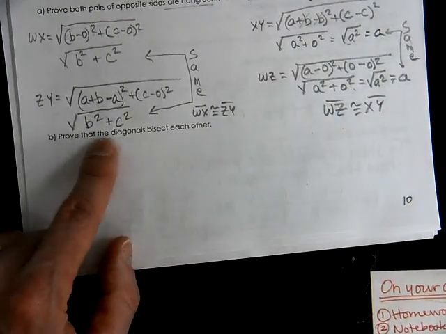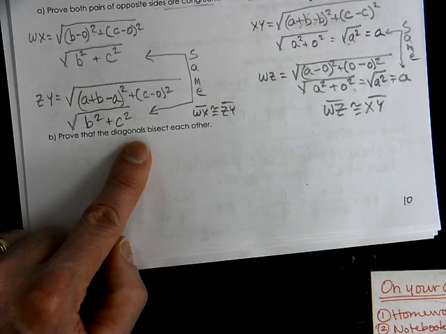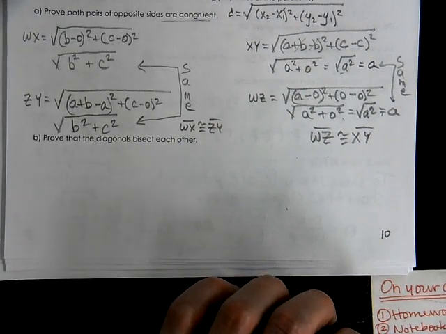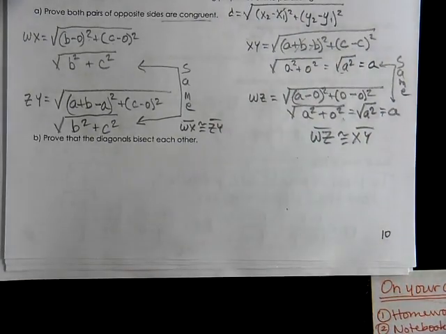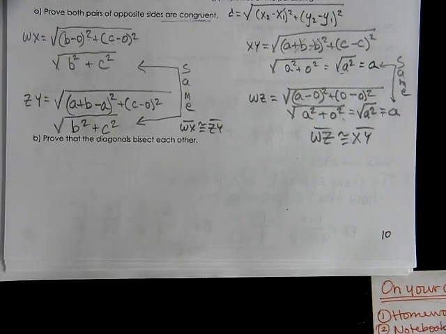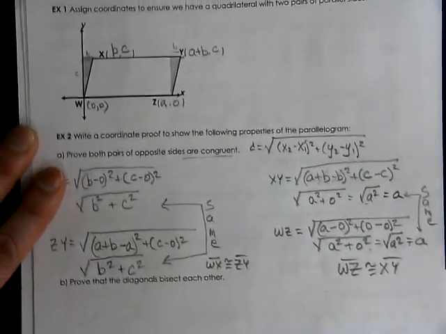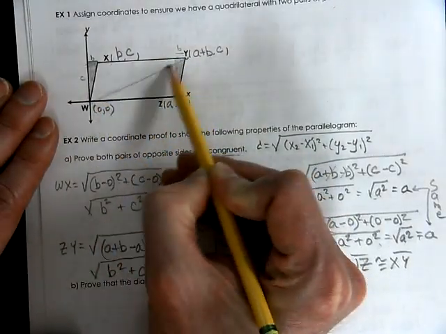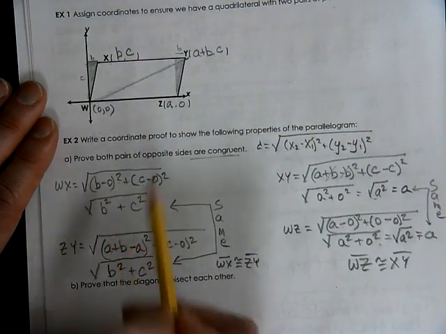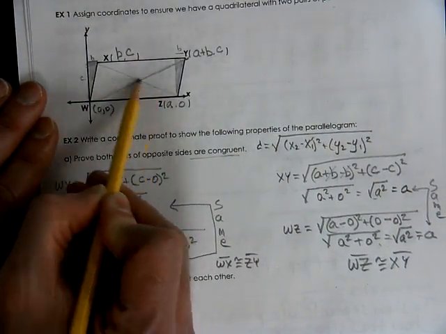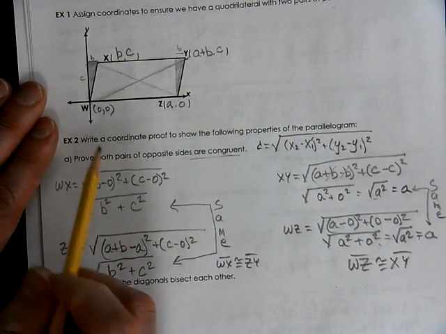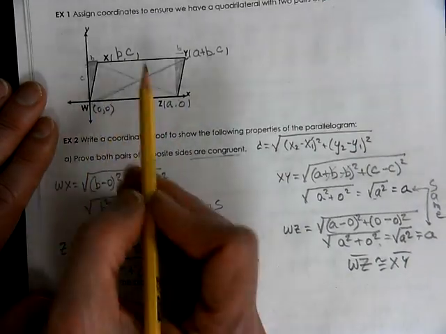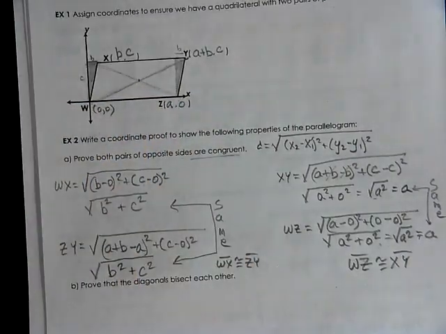Okay, diagonals. How do we prove diagonals bisect each other? What's the work that needs to be done to show that diagonals will bisect each other? First of all, you need to know what diagonals are. There's a diagonal, and there's a diagonal. So if they're going to bisect each other, they're going to cut each other in half. That means they both have to have the same midpoint.